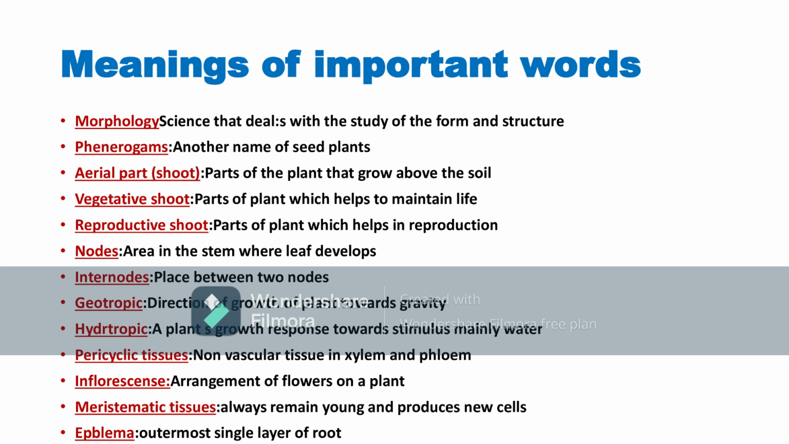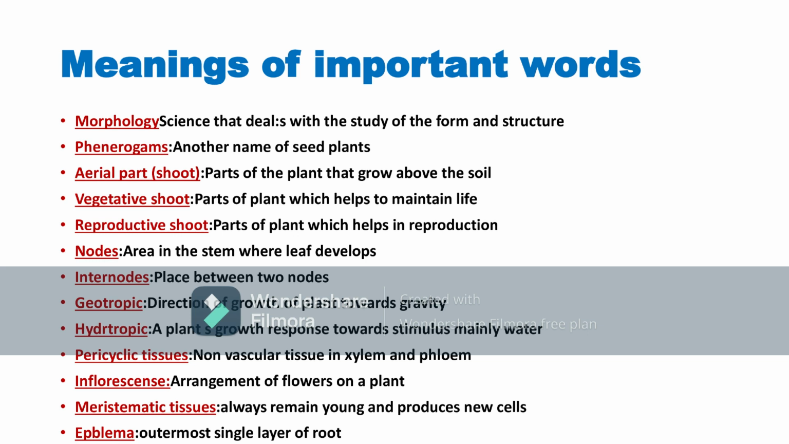Nodes: the areas in the stem where leaves develop. The places in between two nodes are called internodes. Geotropic: the direction of growth of a plant towards gravity. Hydrotropic: a plant's growth in response to a stimulus, mainly water, meaning that it will grow towards the water.